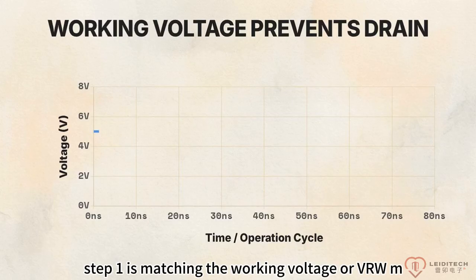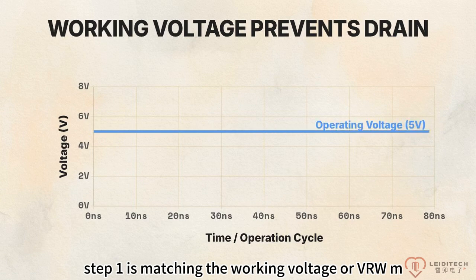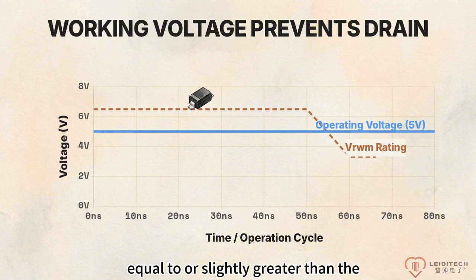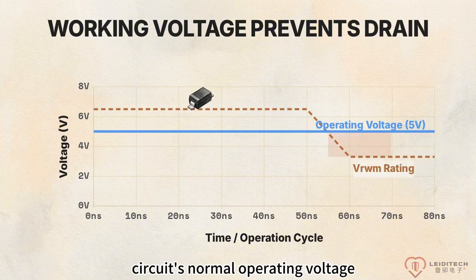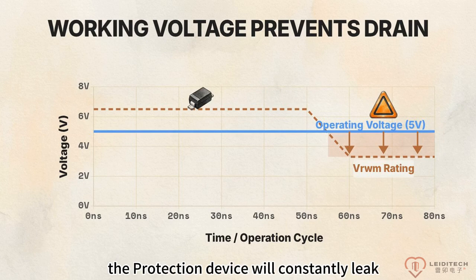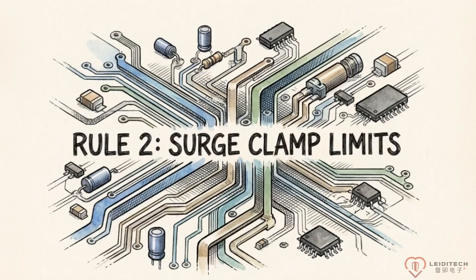Step 1 is matching the working voltage, or VRWM. The ESD device's voltage rating must be equal to or slightly greater than the circuit's normal operating voltage. If the rating is lower than the line voltage, the protection device will constantly leak current and drain the system's power. Step 2 covers clamping voltage and peak pulse current, VC and IPP.